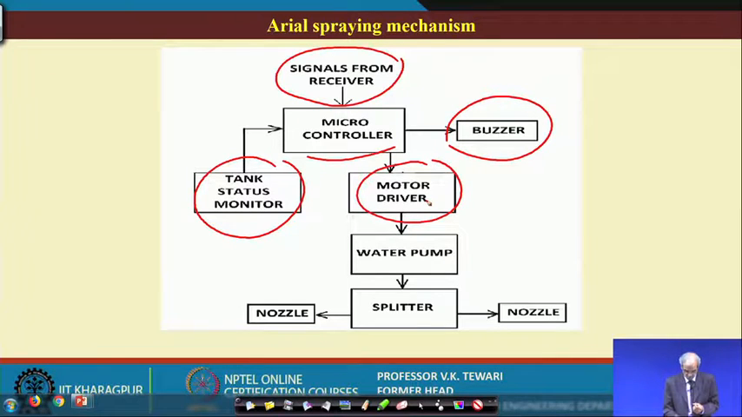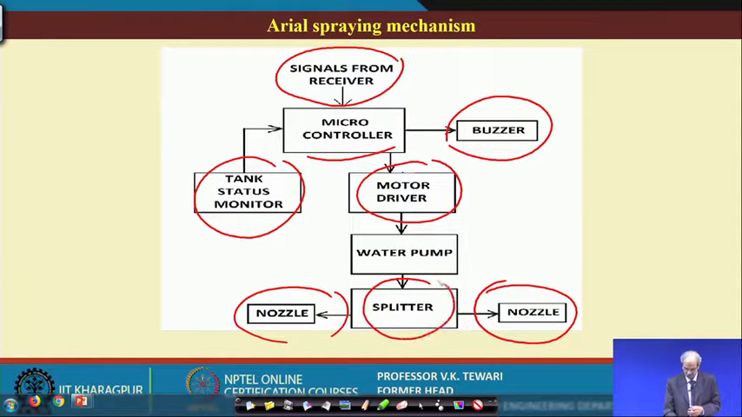And then the splitter, that means it will split into the nozzle and the other nozzle on two sides, because we have the pump and the splitter here. Definitely we will talk of the solenoid valves, etc., which will decide which side the chemical will go, and all those nozzles. So, this is the aerial spraying mechanism in a nutshell, as we have discussed about the chemical spraying and the aerial spraying mechanism as such.